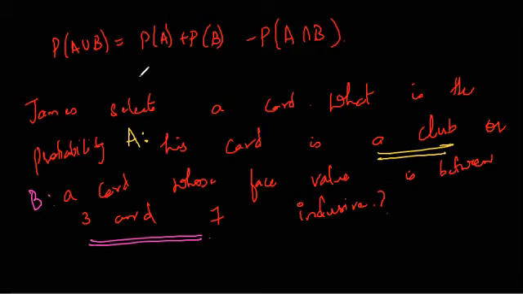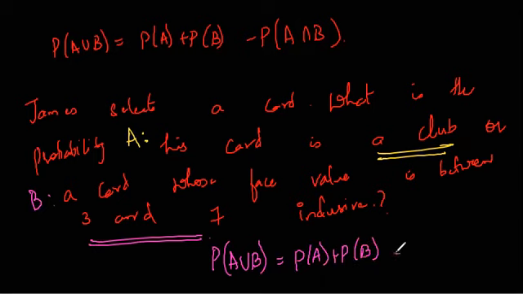Now we want to find P of A union B, or we are talking about "or". So it can be either a club or it should be between 3 and 7, including 3 and 7. So we need P of A union B. For that we need P of A plus P of B minus P of A intersection B.